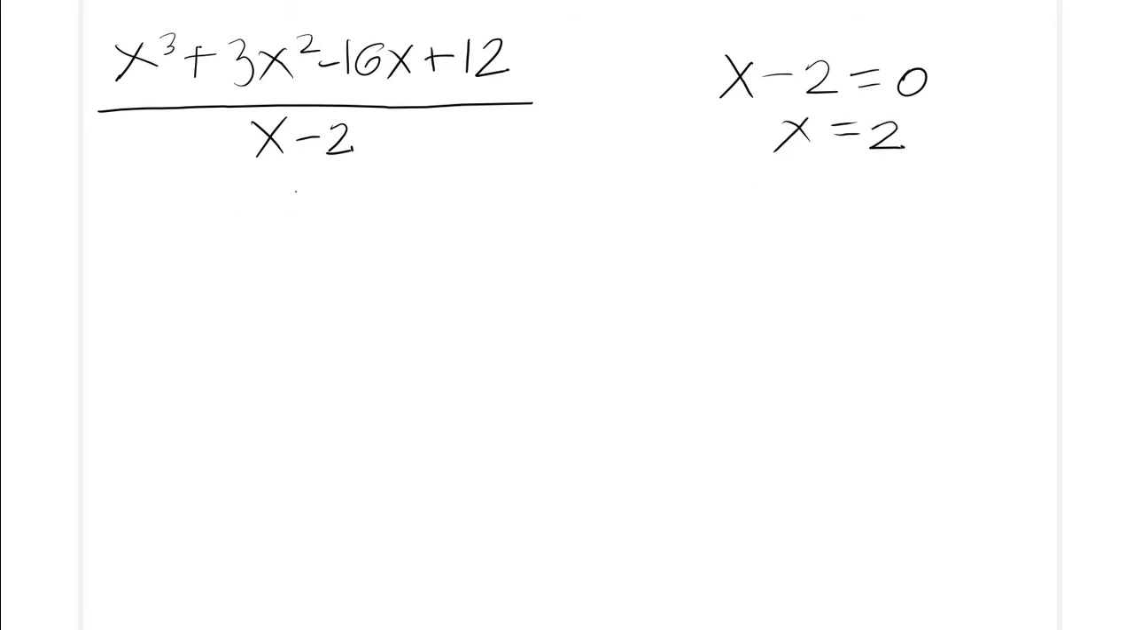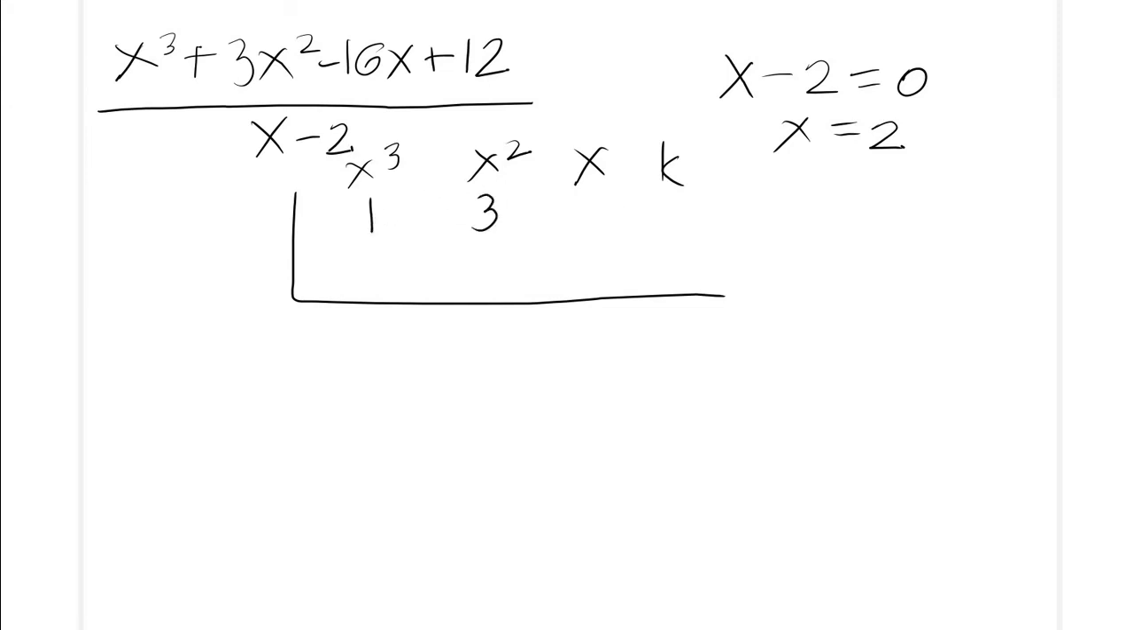to 2. And then we write our coefficients rather, so that's x raised to 3, then the coefficient of x squared, the coefficient of x, and the constant. So that's 1, 3, negative 16, and 12. Now we will divide it by 2.